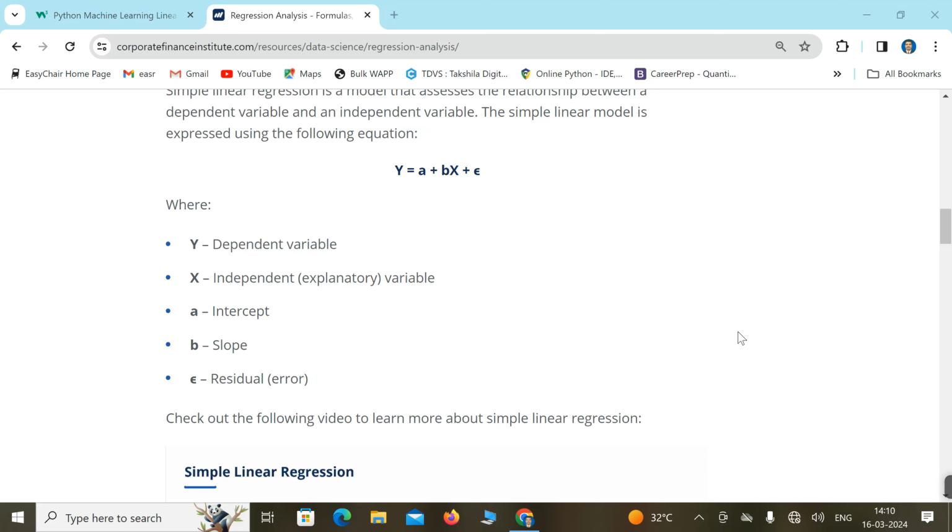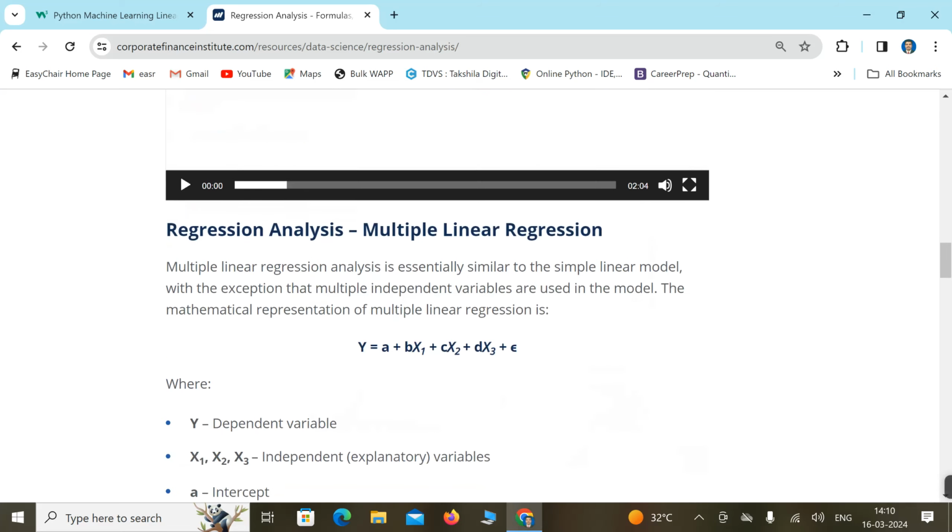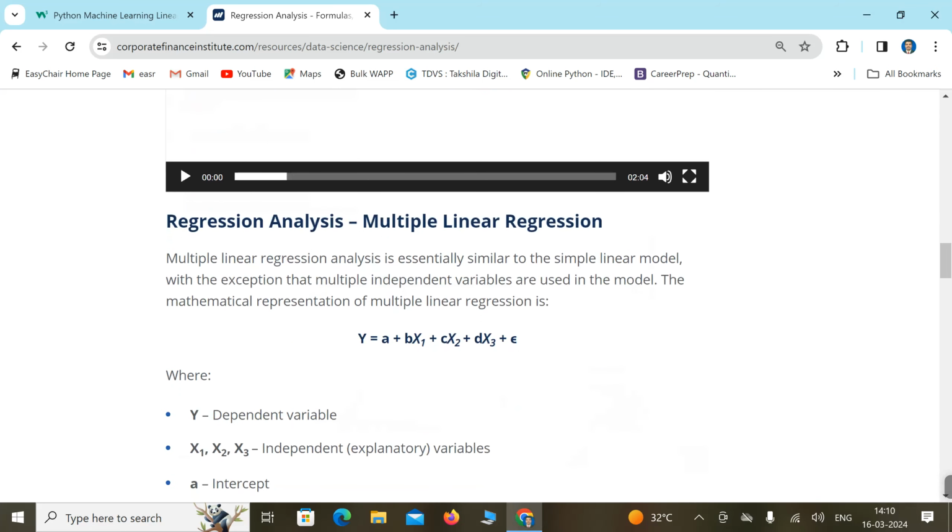So, in this example, epsilon is a residual or an error. It's very simple because one independent variable is depending upon one dependent variable. Now, let's look into multiple linear regression, or it can also be called multiple regression.